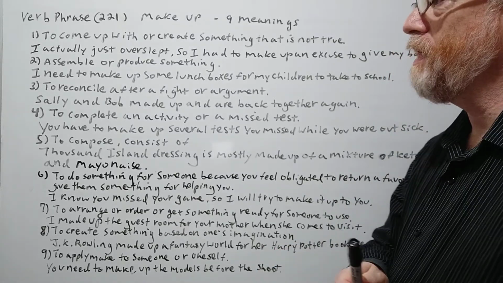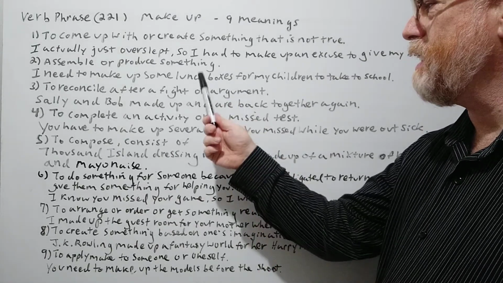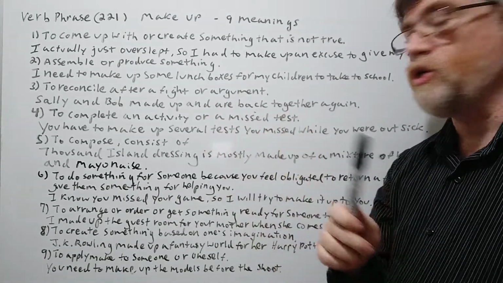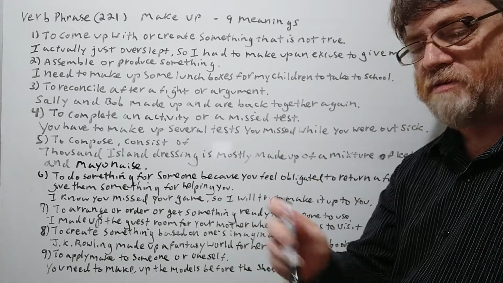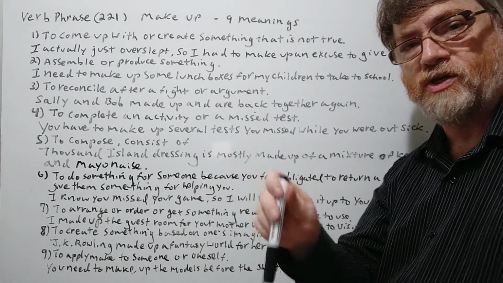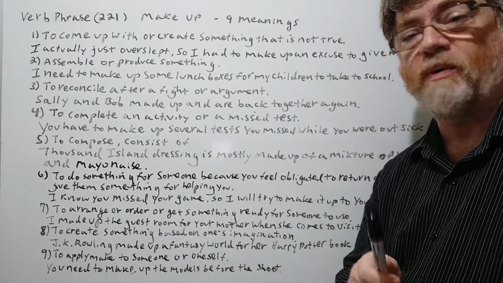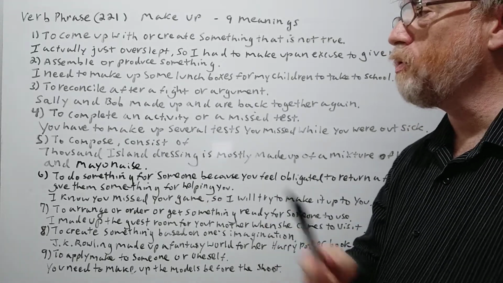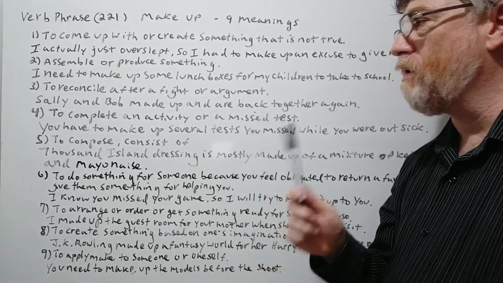All right, number 2, to assemble or produce something. I need to make up some lunch boxes for my children to take to school. Well, you're kind of assembling them. You might be sorting out a main meal, maybe a drink, a dessert, or something like that. So you make them up for your children when they're going out to school.